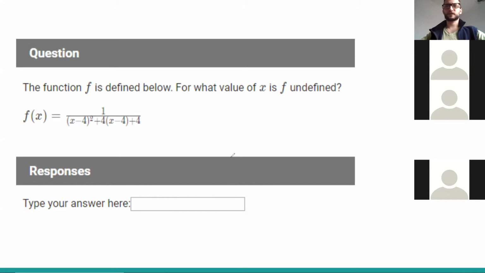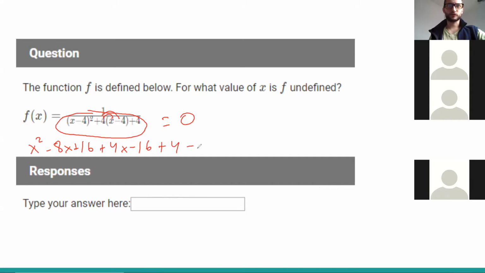All right, perfect. So it looks like most of you knew exactly what to do here, which is great. You take your denominator, everything here on the bottom, and you set it equal to 0. And you just solve it out. So you do x minus 4 squared, that's going to give you x squared minus 8x plus 16. When you follow that out, then you distribute this 4, you get 4x minus 16 plus 4 equals 0. Plus 16 minus 16 canceled, and then negative 8x and 4x gives me negative 4x. And then we just factor everything out.